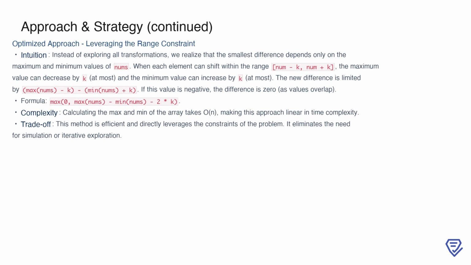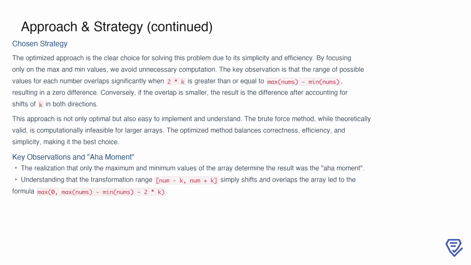This can be expressed concisely with the formula max(0, max(nums) - min(nums) - 2*k). The complexity of this approach is linear, O(n), since calculating the maximum and minimum of the array only requires a single pass. This method avoids the inefficiency of brute force while directly addressing the problem's constraints, making it far more practical. Given the options, the optimized approach is the clear choice due to its simplicity and efficiency.